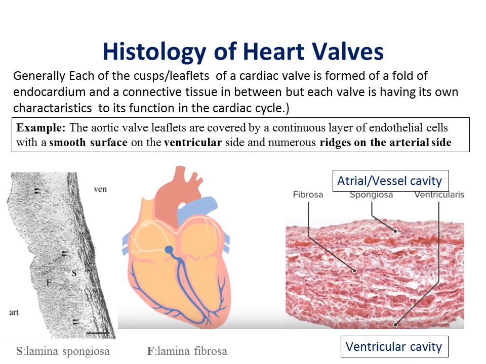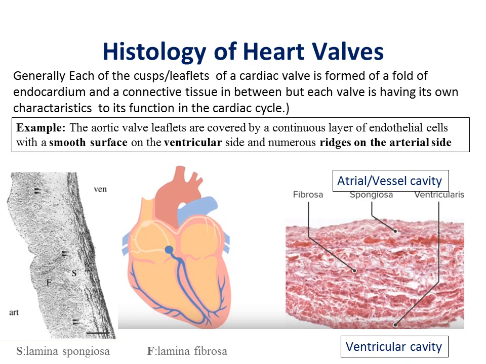Concerning the valve histology, what are the cusps or leaflets of the atrioventricular valves and the semilunar valves composed of? Generally speaking, each of the cusps or leaflets of the cardiac valves is formed of a fold of endocardium, as if two layers, one to the atrial side or ventricular side, and one to the big vessels, either the aorta or the pulmonary artery. So a valve is a fold of endocardium and the connective tissue between them.